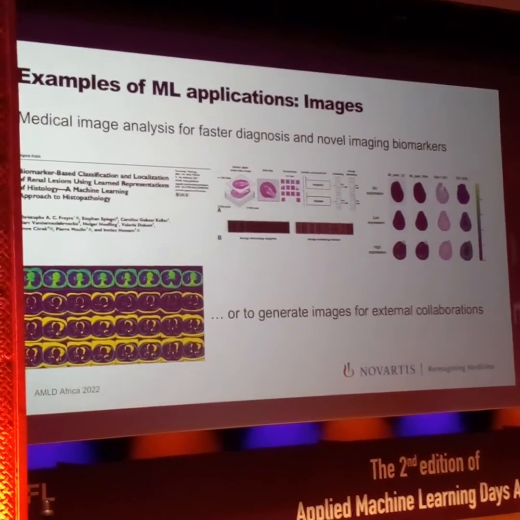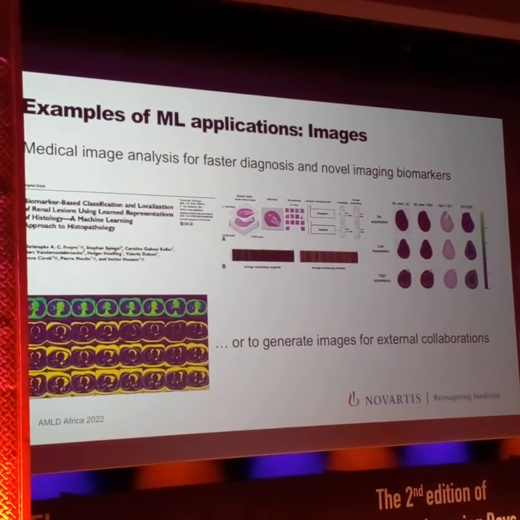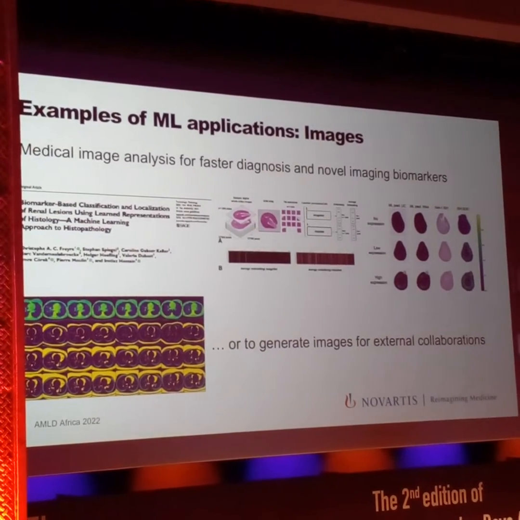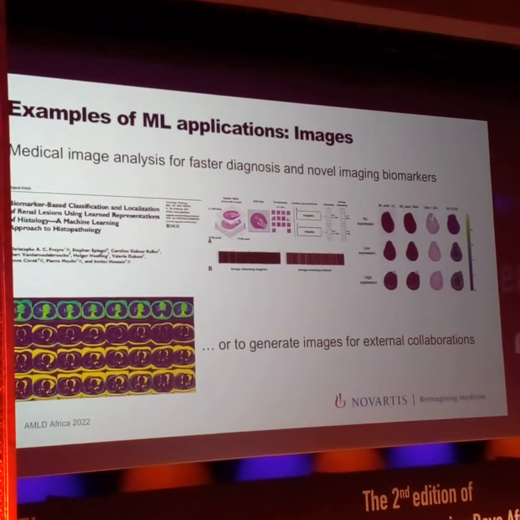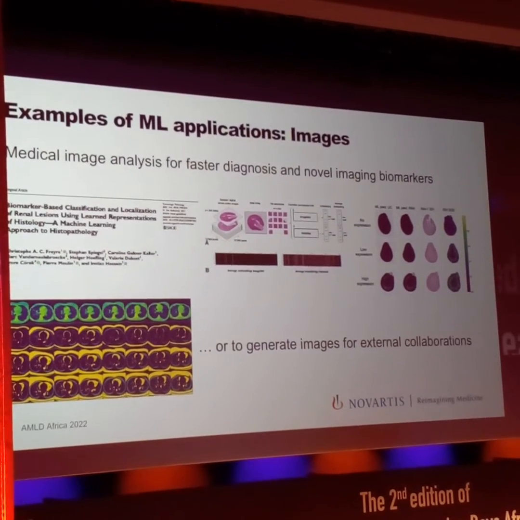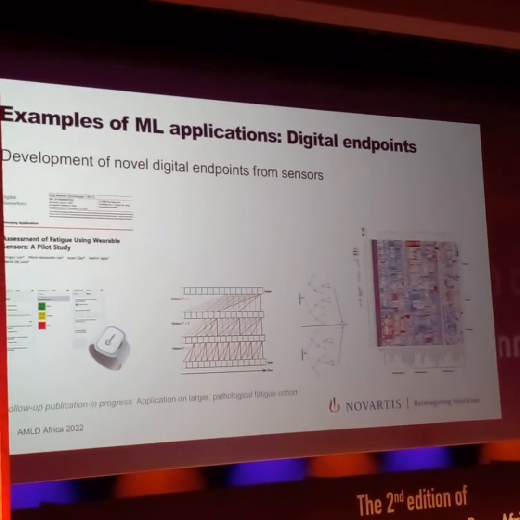The last example, which is at the bottom, is actually, maybe you remember this from one of the early slides from Nick, using GANs to generate images. And why it's really cool is because now we can share our data with external collaborators.